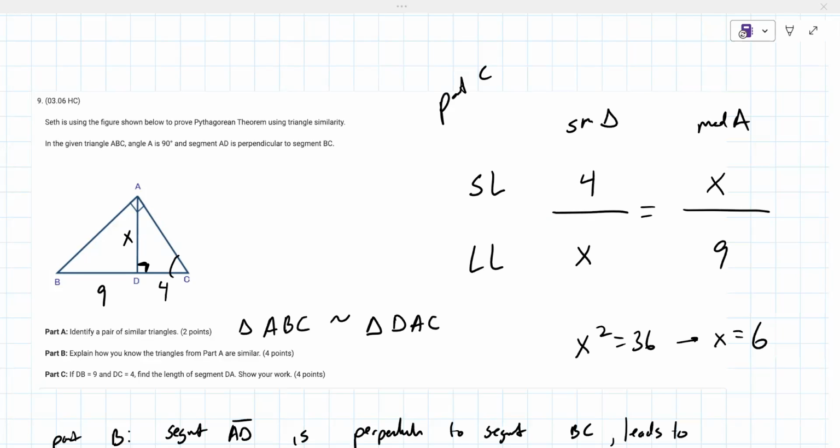So then X equals 6, so then the side EA equals 6. That's exactly right. DA is the X side.